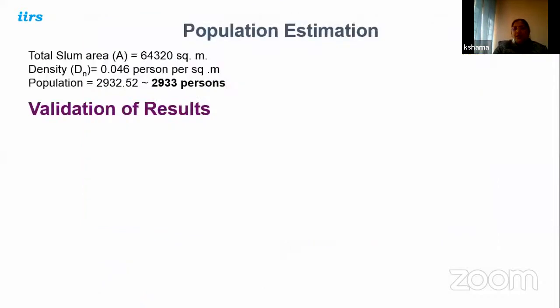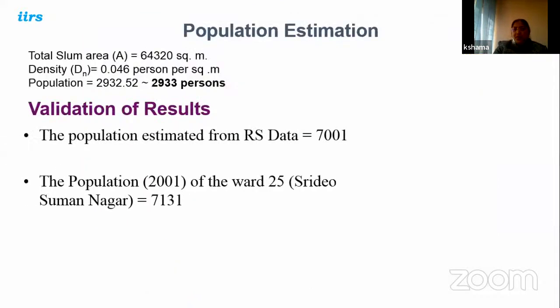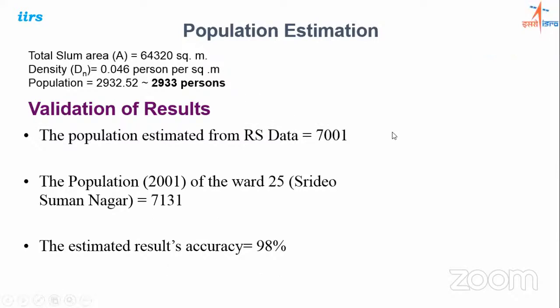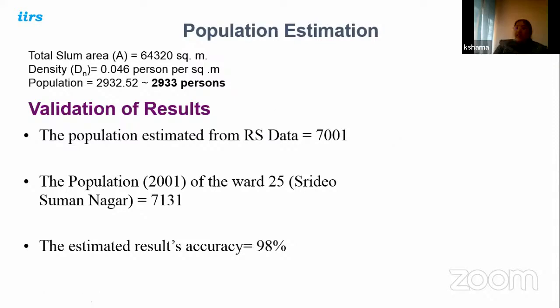So we can calculate the total population, and you can see that the estimated population was 7,001, and the population of the ward was 7131. So estimated results accuracy was almost 98%. Although this depends upon which area you are taking.